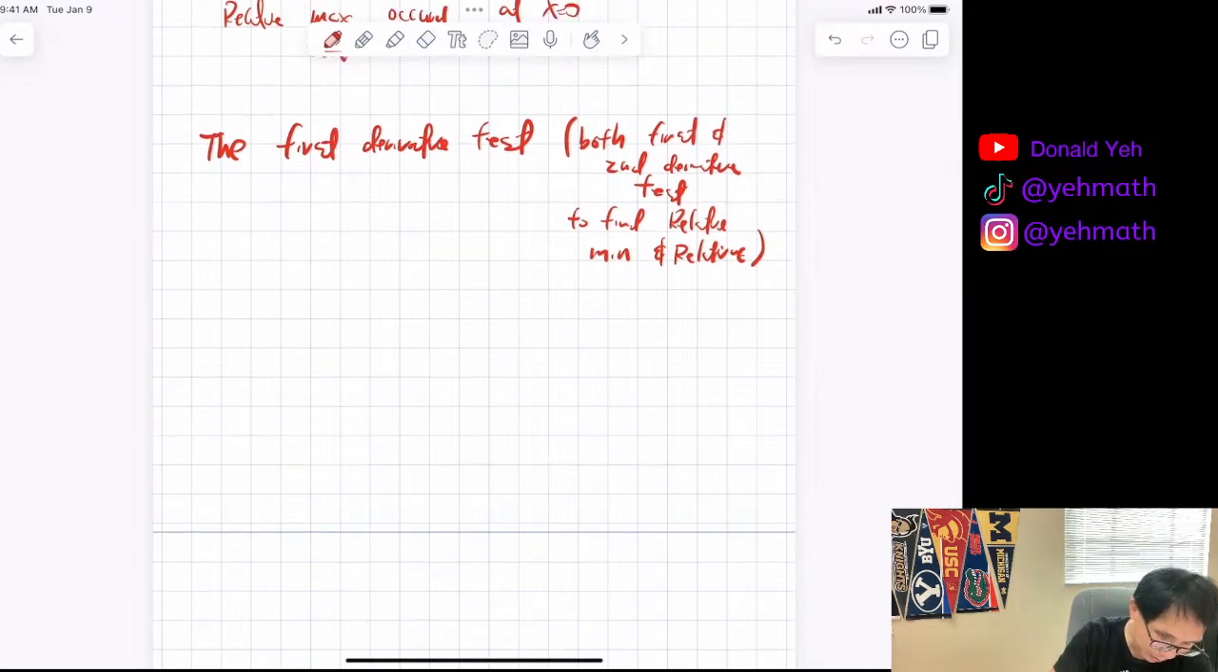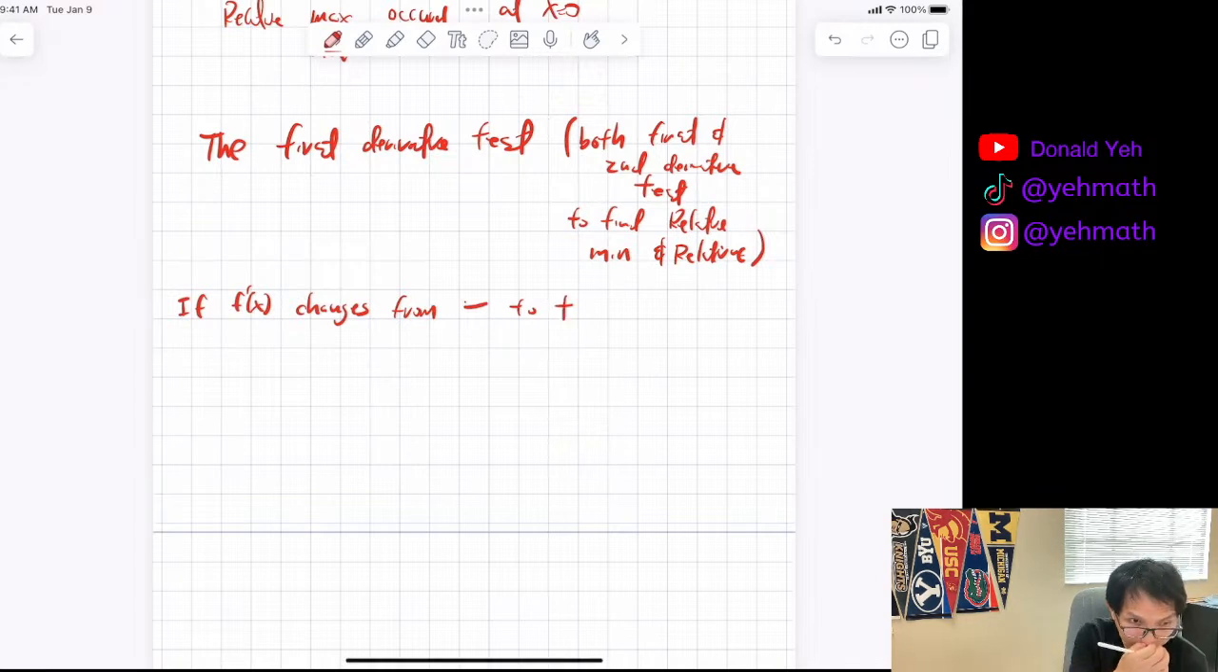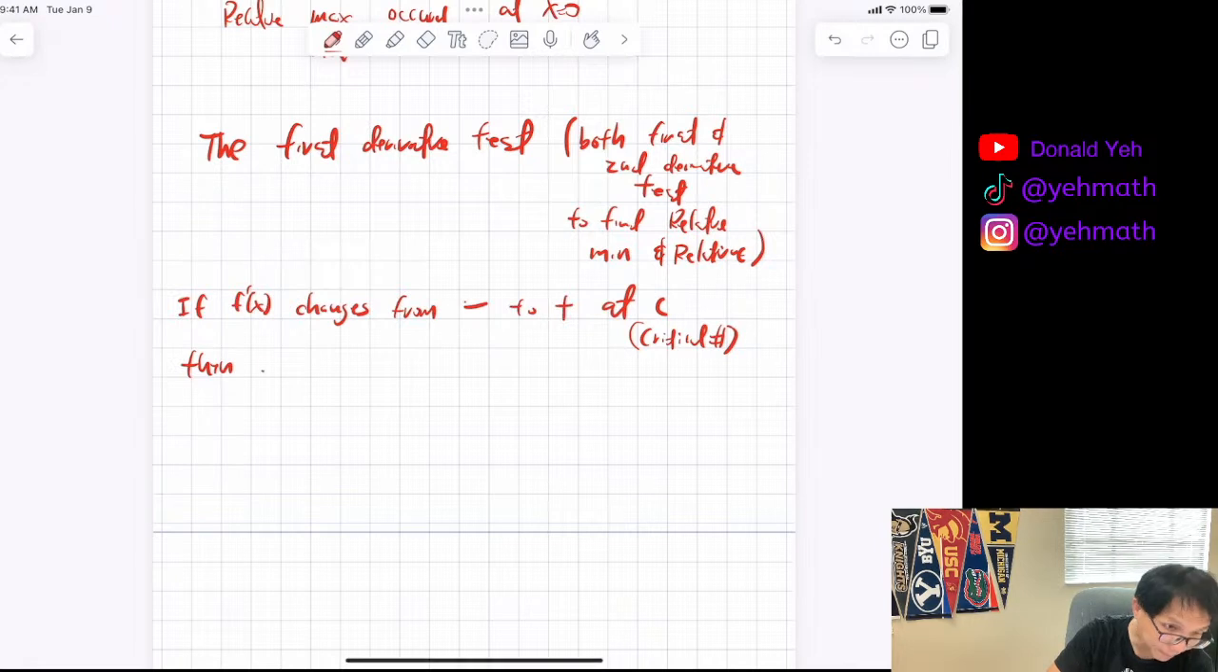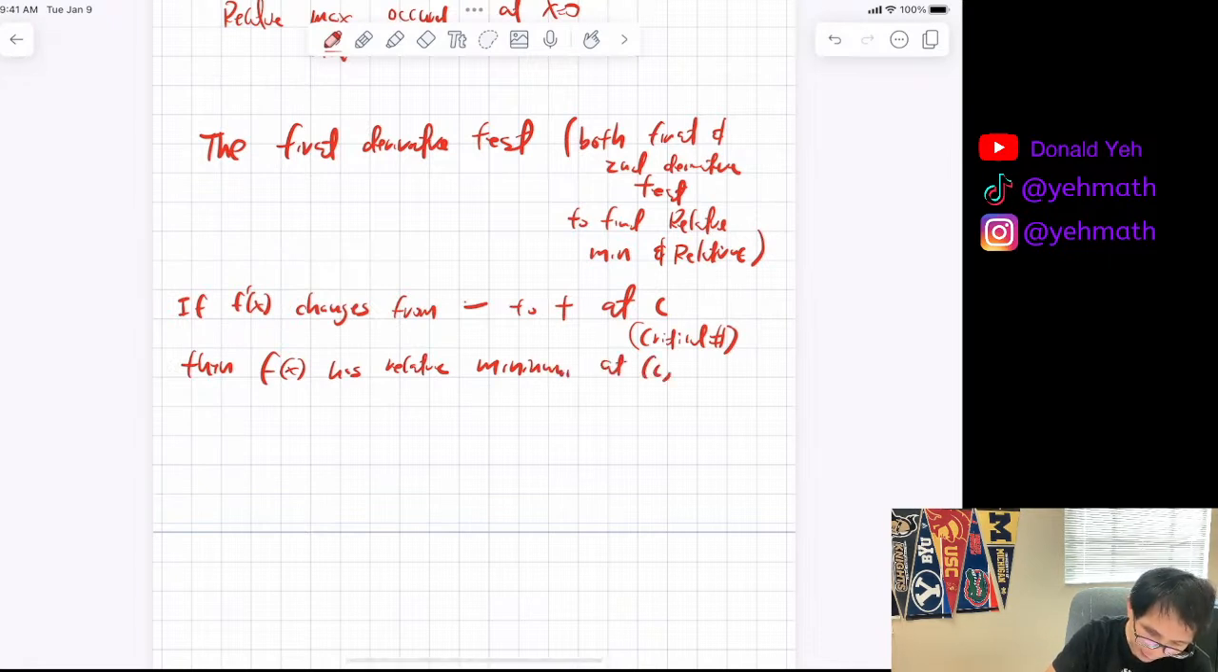But what is the first derivative test? The first derivative test says if f prime of x changes from negative to positive at a value c, where c is a critical number, then f of x has a relative min at c, f of c.